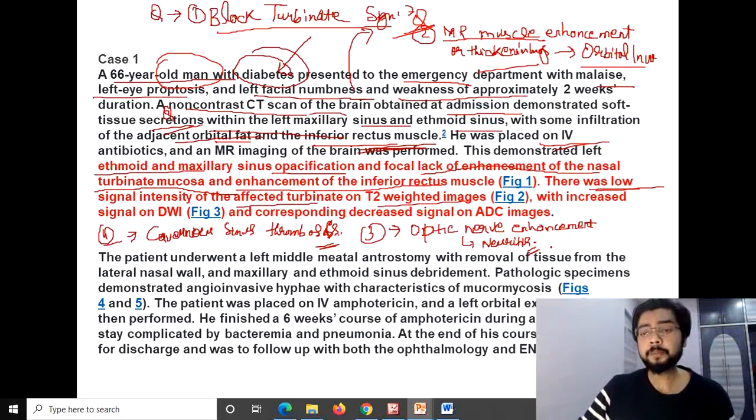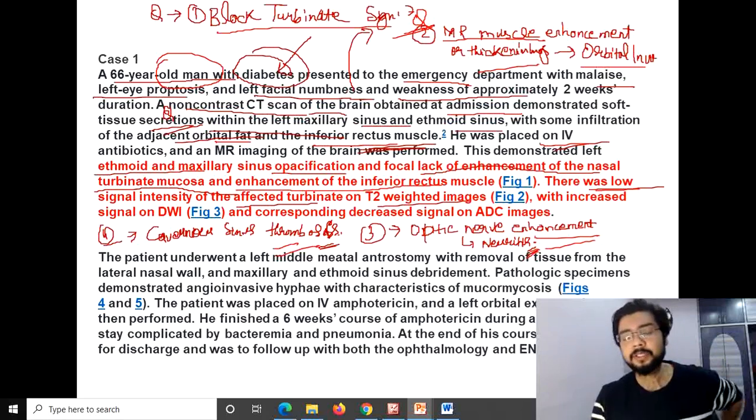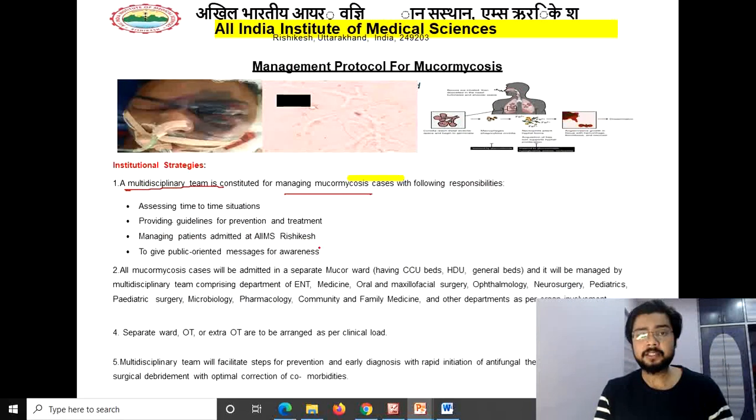Third is your optic nerve enhancement. If the optic nerve is thickened or enhanced, this tells you that there is optic neuritis, or the optic nerve is involved. Fourth is cavernous sinus thrombosis. So you need to see whether the cavernous sinus is also involved or not, right?